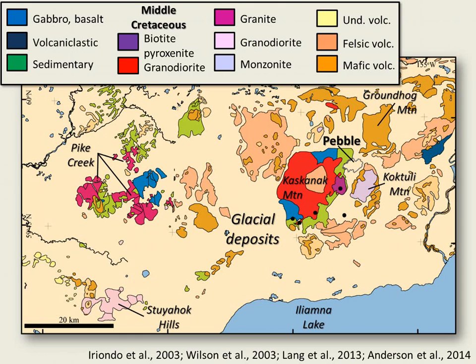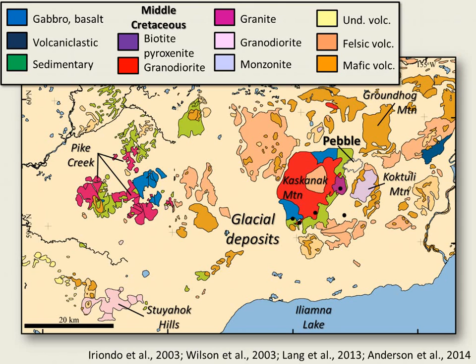Let's look at the map geology in the region. The Pebble deposit is outlined over here, Kaskanak Mountain over here, Koktuli Mountain there, and then Groundhog Mountain up here. Then the Pike Creek area is about 50 kilometers west of the Pebble district. Stepping through the geology, the oldest rocks are sedimentary, basalt, and related gabbroic intrusions, as well as volcaniclastic rocks. Then we had Middle Cretaceous plutonic rocks of intermediate to ultramafic compositions that occur in and around Kaskanak Mountain. These are the ones that are related to the porphyry copper systems.